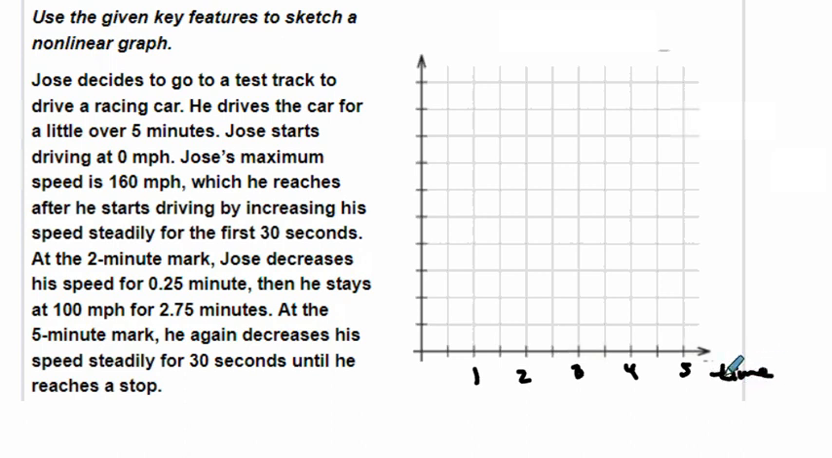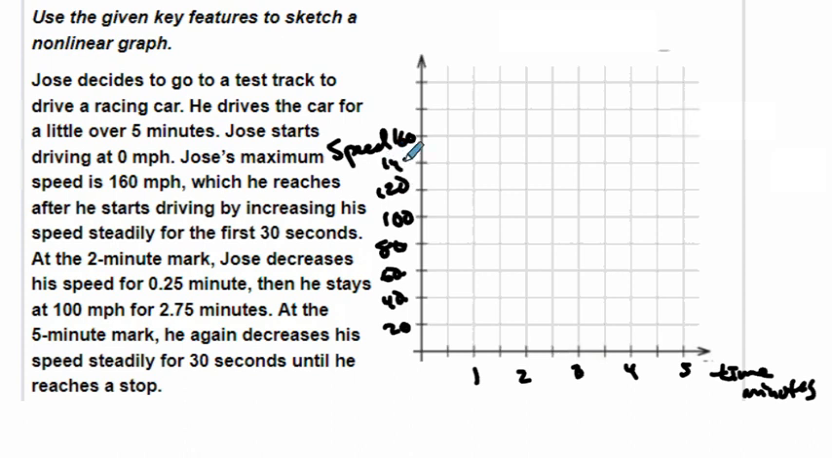So this is going to be our time in minutes, and then this is going to be our speed. We know this has to get up to 160 miles per hour because it says that's his maximum speed. So if we go 20, 40, 60, 80, 100, 120, 140, we know this is 160. We're going up by 20s. Great. So we've got a graph now that we can work with.